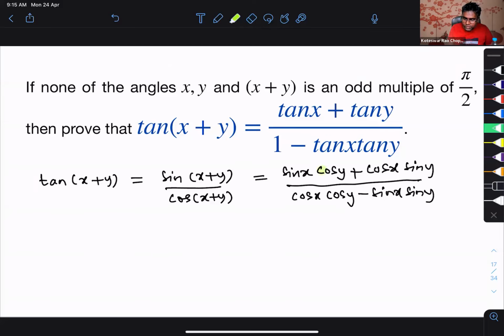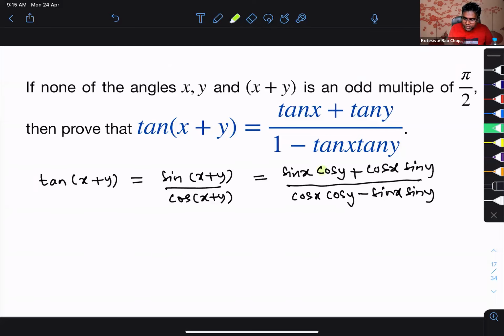And then again, you understand why there is a restriction, right? You cannot divide by 0, and these are the angles where your cosine function becomes 0. And you don't want that to happen. Okay, so now if you have understood the previous one, this is easy.